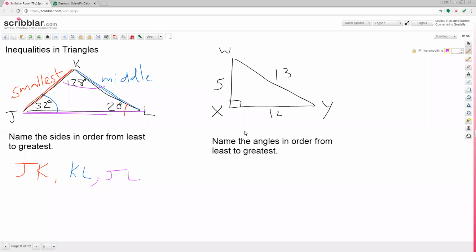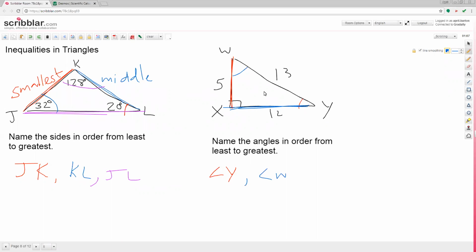So then angle-wise, it's the same idea. If we want the angles in order from least to greatest, we look for the smallest side, and we do the angle across from it. The only letter that's not with the side WX is the Y. So angle Y is the smallest. So then we look for the middle. X to Y is the medium-sized side. So the angle across from it is W. The only letter not on this side is the W.